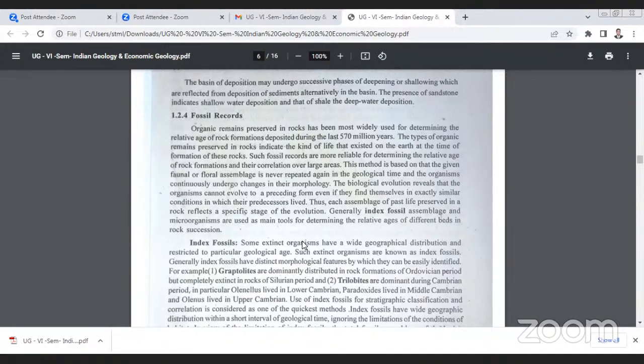Each assemblage of past life preserved in a rock indicates a specific stage, and it shows the specific evolution of that area. Generally, index fossil assemblages and microorganisms are mainly used as the tool that determines the relative age of different beds in the rock succession.